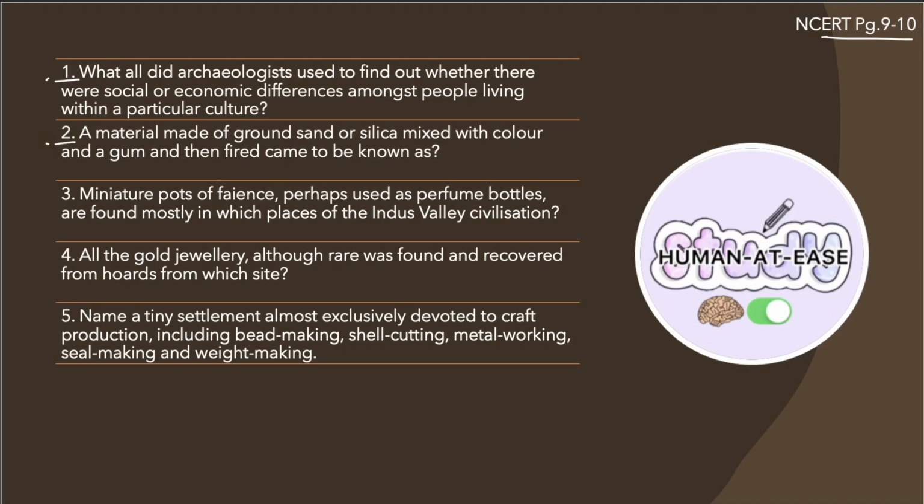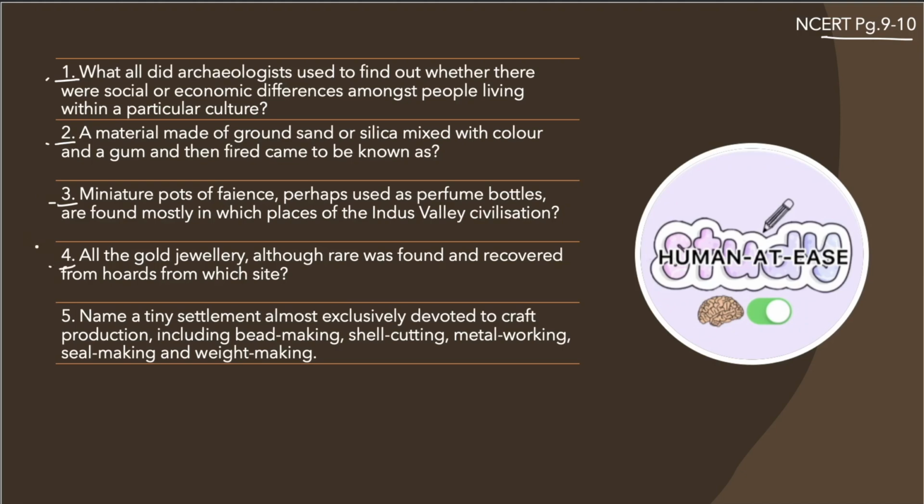Question number 2. A material made of ground sand or silica mixed with color and a gum and then fired came to be known as? Question number 3. Miniature pots of faience, perhaps used as perfume bottles, are found mostly in which places of the Indus Valley civilization?